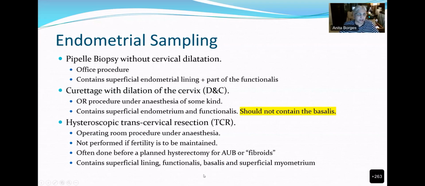And what does it contain? It contains the superficial lining, it contains the functionalis, it contains the basalis, as well as portions of the superficial myometrium. So this gives you the full thickness of the endometrium and a portion of the myometrium, right?